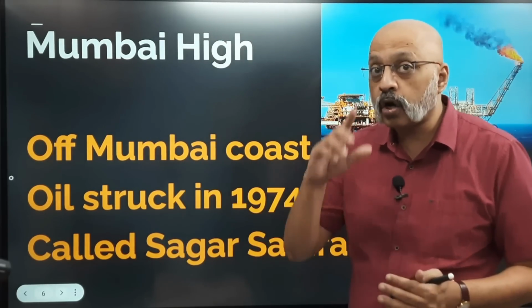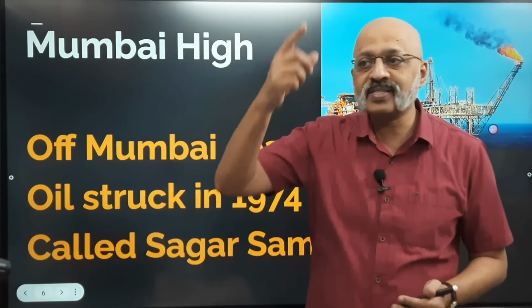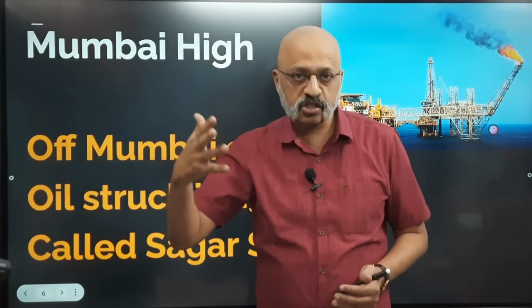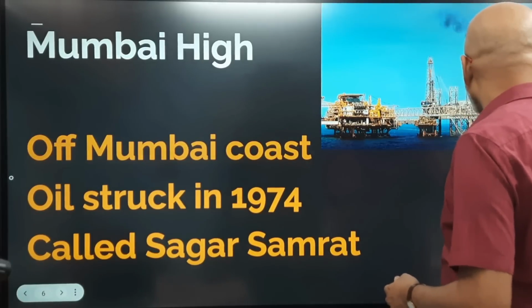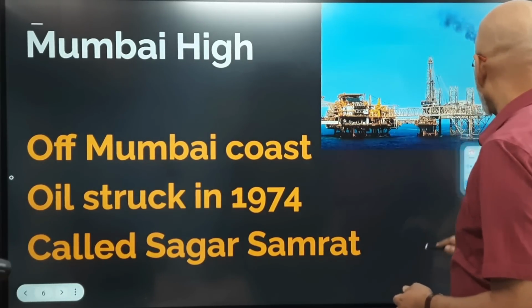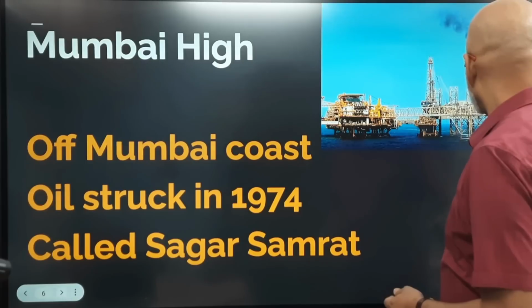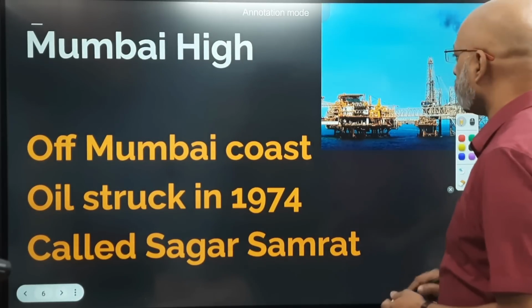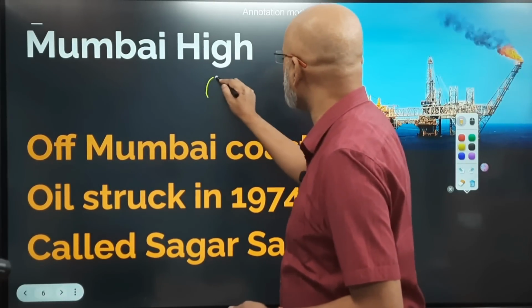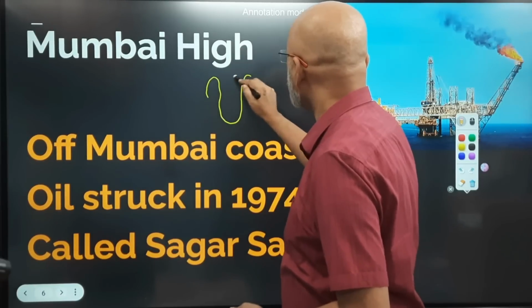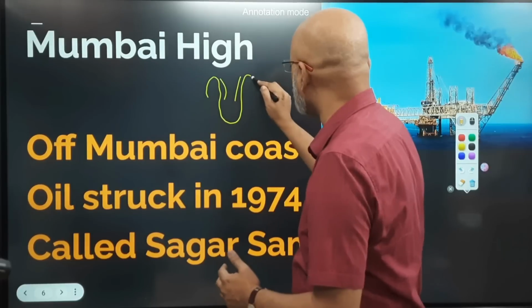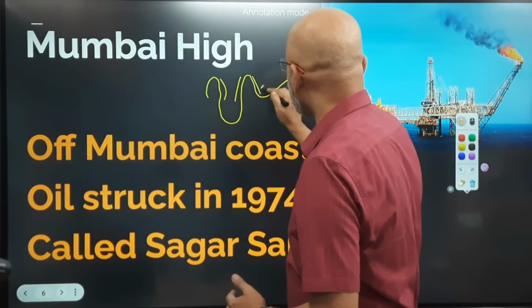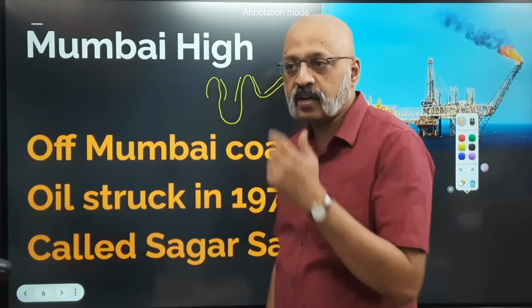Now, why is it called Mumbai High? That's interesting, because of the height of the syncline of the rock structure. What exactly is a syncline? Let me just draw it and tell you. A syncline rock structure is something like this. There is a bend here which kind of comes close. These are the rock structures like this. So there would be a coming together, and that is referred to as a syncline.